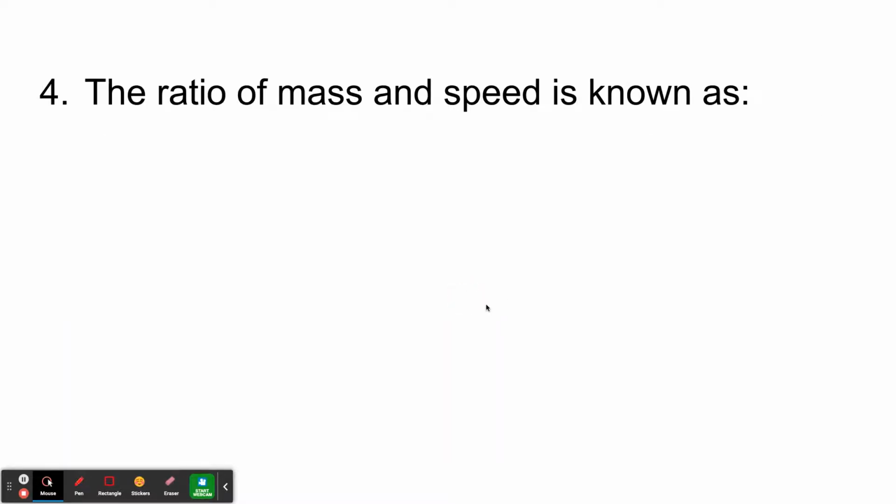Ratio of mass and speed is known as, that's momentum.